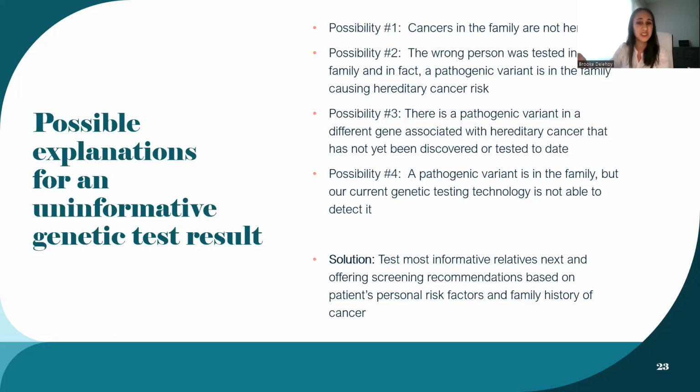Possibility three, there's a pathogenic variant in a different gene associated with an increased risk to develop hereditary cancer that hasn't been discovered or tested as of yet. So that's a limitation overall to genetic testing. Or a last possibility, a pathogenic variant is in the family, but our current genetic testing technology is not able to detect it. So what is our overall solution?